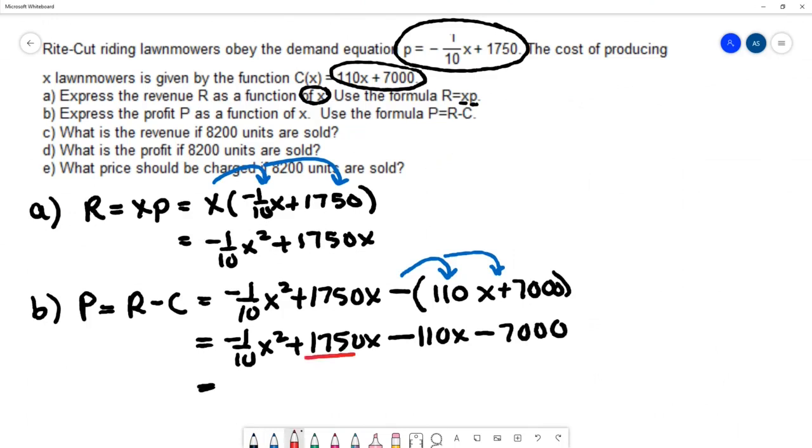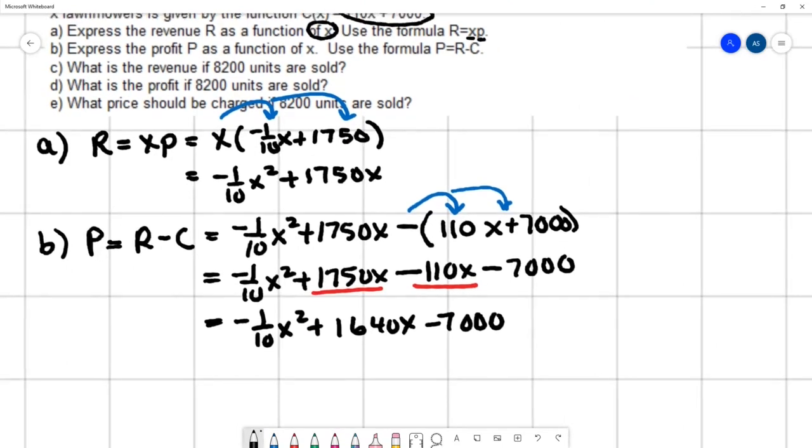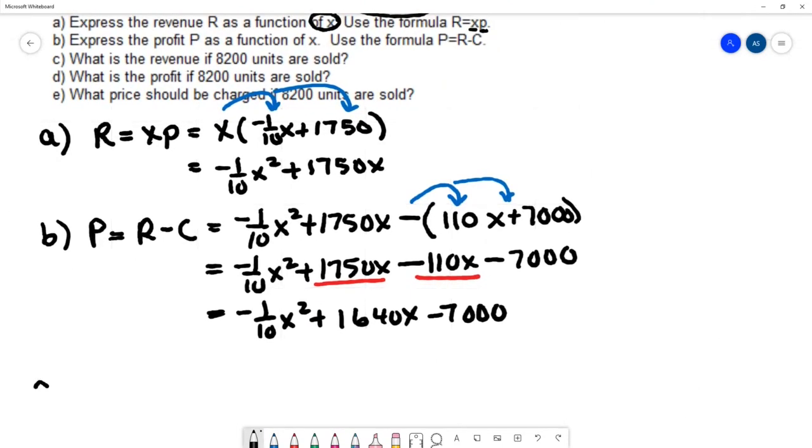We have some like terms to combine, two terms with x in it. So that will give negative 1/10 x squared plus 1,640x minus 7,000. So we have our profit function. Now we're ready to answer these questions.